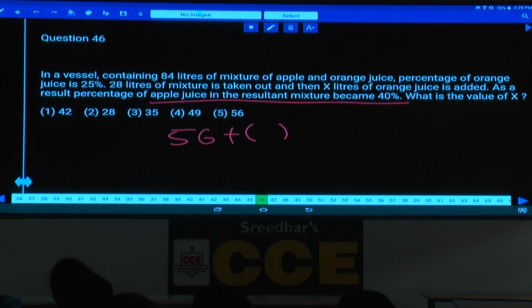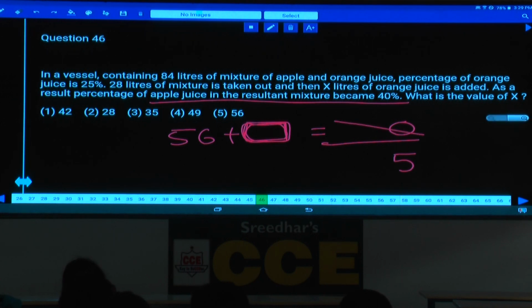Ratio? 40-60 ratio. 2:3. Total how many parts? So this must be a multiple of 5. A multiple of 5 ends with either 0 or 5. Yes or no? If it ends with 0, the number which you are adding should end with 4. Do you have a number ending with 4? No, this is not the one. If it ends with 5, now the quantity which you are adding should end with 9. Over.